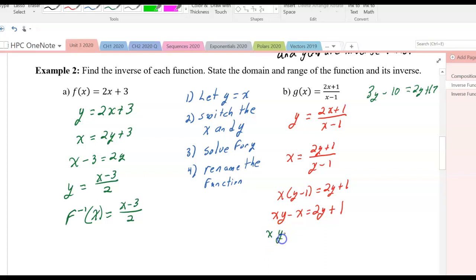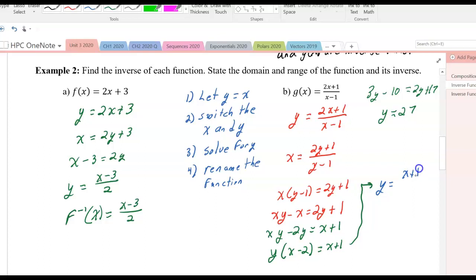So I'm going to use that idea that I wrote there. I'm going to get the y's on one side, and I'm going to move the x to the other side. When you do that over here, you would get y is equal to 27. You would take the 3 and the 2 and just do the subtraction. But here we can't do that, but we can factor out the y. And then at that point, I could divide by the x minus 2. So y is x plus 1 over x minus 2. And we denote that g inverse.